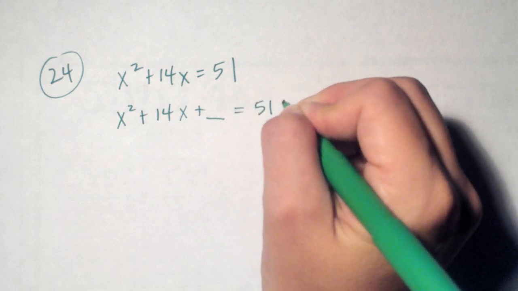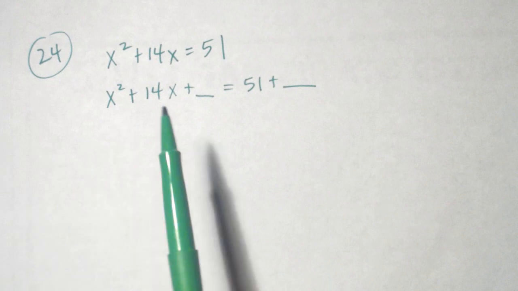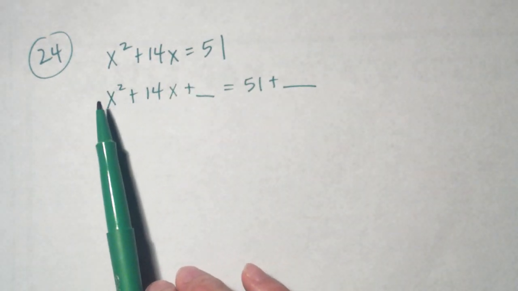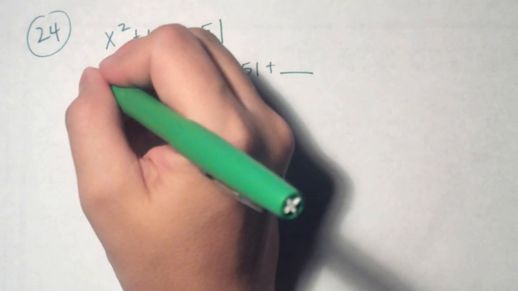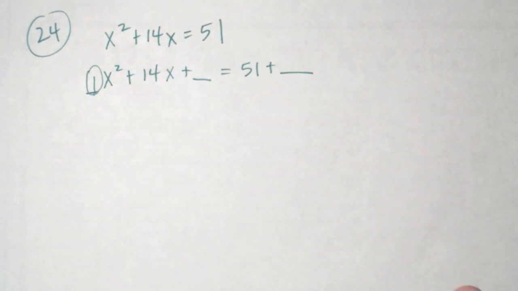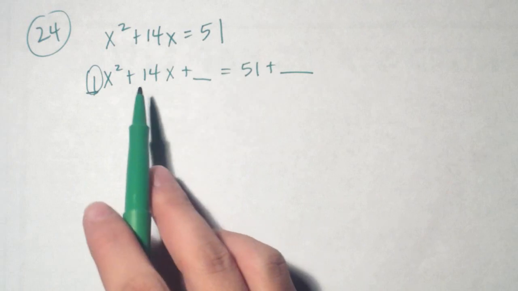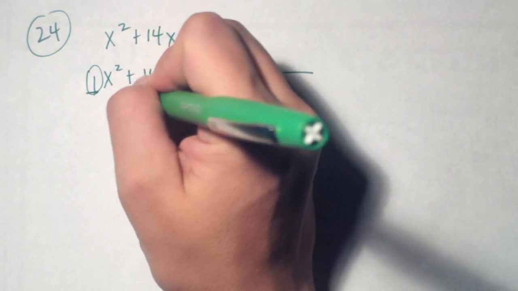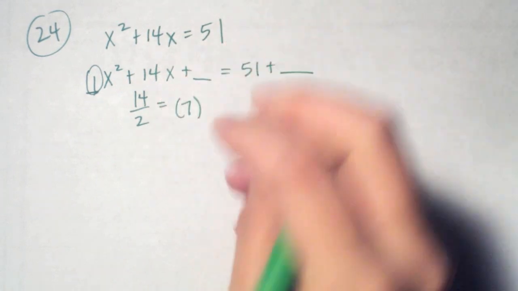So I'm going to go ahead and add my blanks. Now how you do complete the square, guys, is first always make sure there's not a number in front of your x squared. You see it right here? There's a 1, and that's good. That makes the problem a little bit easier. If it was a 2 or 3 or a bigger number, you would have to factor that out. But right now it's a 1, so we're good. So I'm going to take the middle number, divide by 2. So 14 divided by 2 is 7. And then I square it.